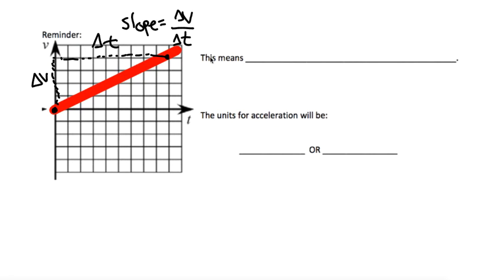So what this means is that the slope of a v versus t graph is acceleration. And you should have remembered that from your scouting reports, but I wanted to remind you of that because you'll be doing that a lot.